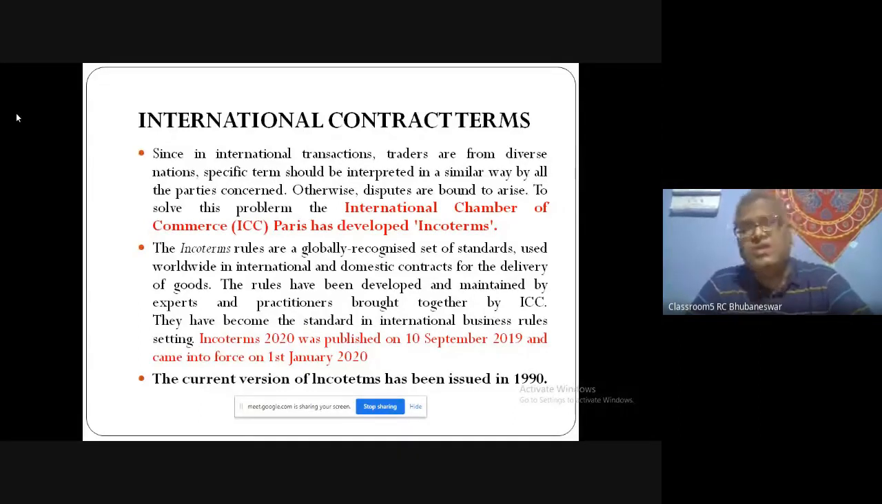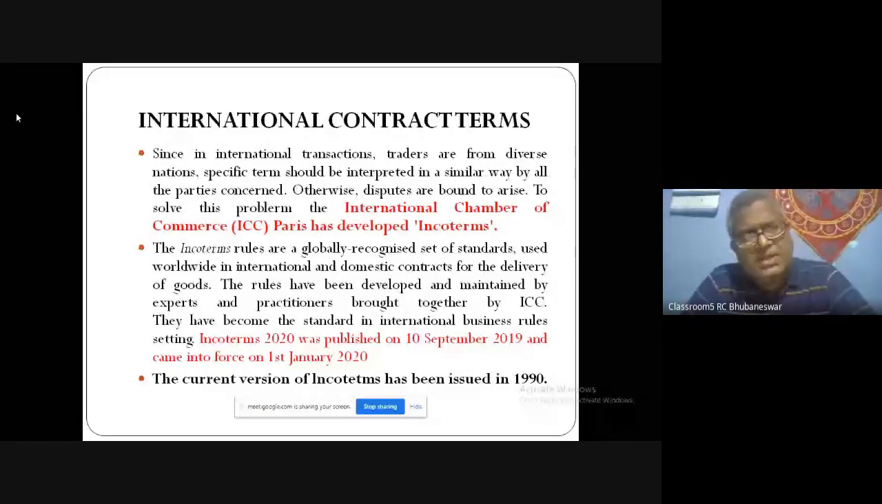The question is, who has developed Incoterms? They were developed by the International Chamber of Commerce, ICC, and they have interpreted some terms so that parties understand international business or foreign trade. These Incoterms are globally recognized. It is a set of standards.